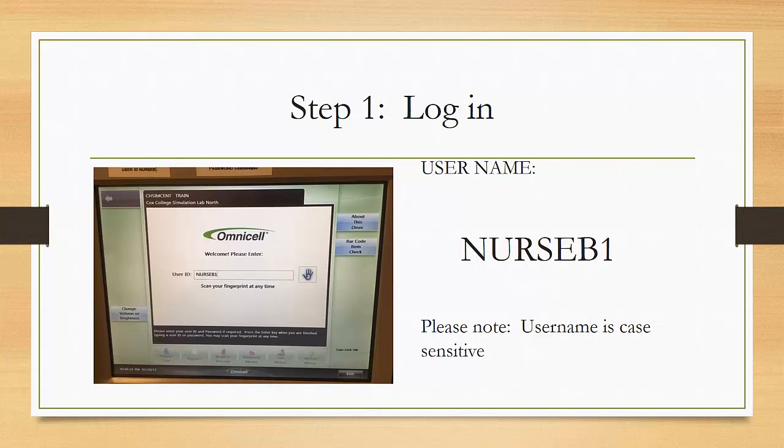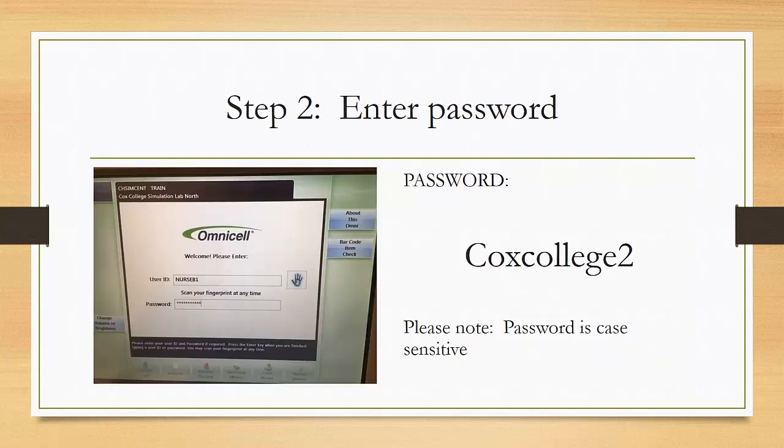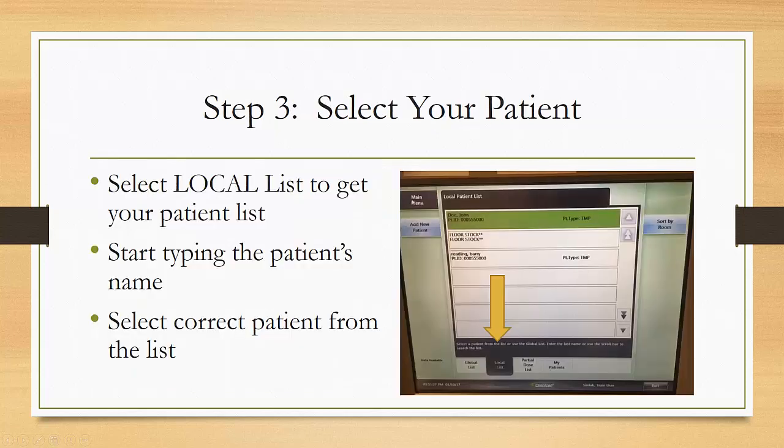Now you can use two different options. Some prefer to use the caps lock. Others would rather hold the shift button down. As long as you have that shift key down the entire time, you'll get your capital letters. Your password is Cox College 2. Again, it is case sensitive, so if you have that caps lock on, please make sure that after you've typed that first C that you have taken the caps lock off.